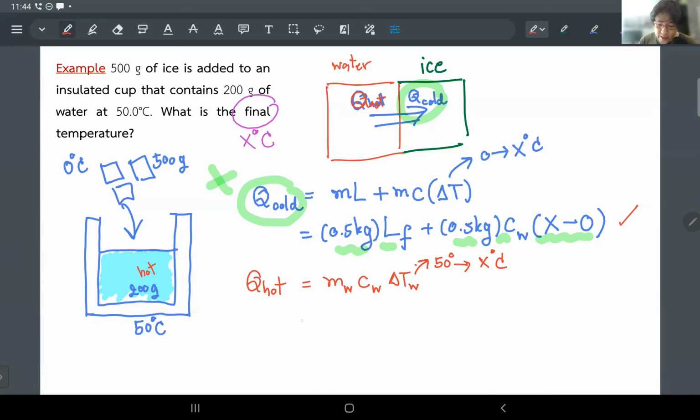Okay, so let's write this one down. The mass of the water is 200 grams, so I can put it as 0.2 kilogram. Cool. The C of water, let me just keep it there as C of water. It's the same value. Okay. Now, what is the delta T, guys? The delta T is going to be final minus initial. Final is X. The initial is 50. There you go. Done.